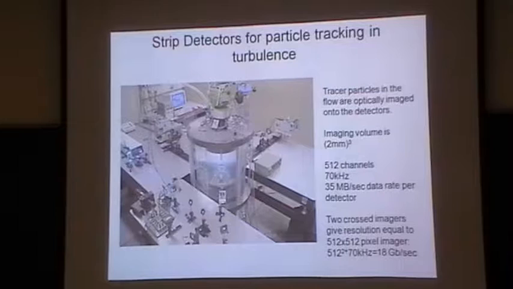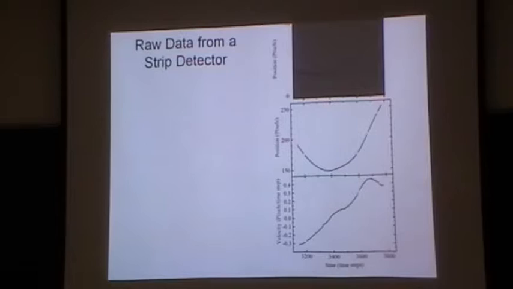So here's the kind of data you get off of one of these strip detectors. Here's a raw representation of the raw data. Sorry, the 512 got blocked off there. But these are 512 pixels along this line. And then here's time, just frames that we took at 70 kilohertz. And here you see a particle, which is a bright spot that is traveling along the detector. And you get position versus time from this. You just find the centroid at each time to get the position versus time.